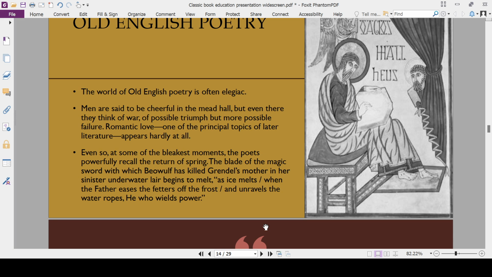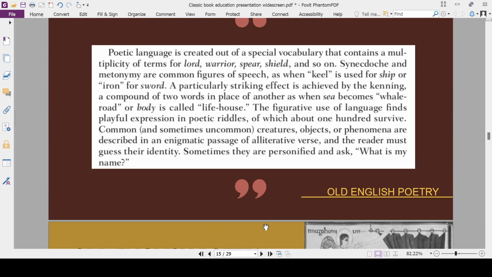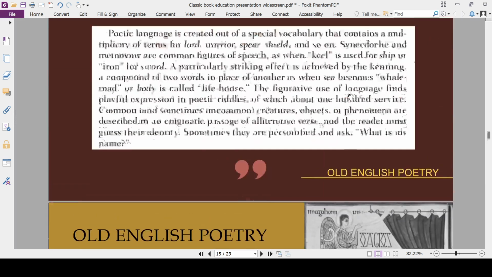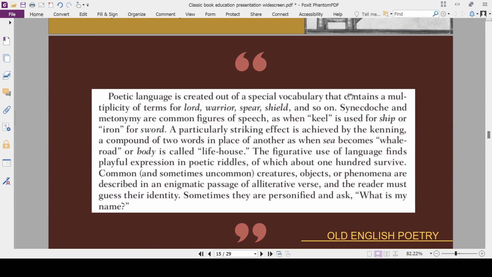Let's talk about some of the other characteristic features of Old English poetry. Now, you can take a look at these texts, which I have captured from the Norton Anthology of English Literature. This particular screenshot tells you about some of the literary devices that enrich Old English poetic productions, such as, for example, synecdoche, metonymy, and kenning, which is the use of compound words for simple ideas. As you can see, there are examples here.